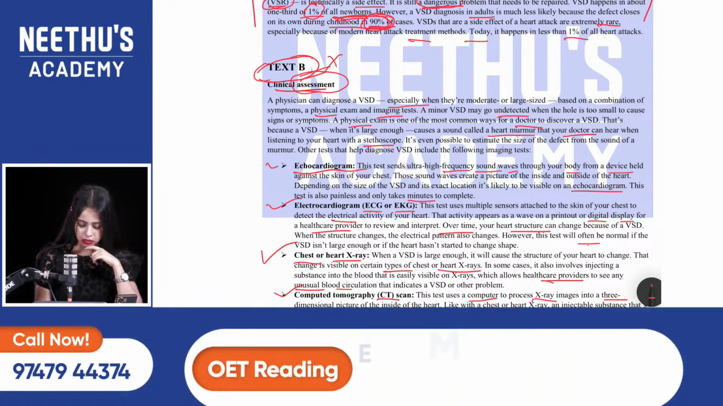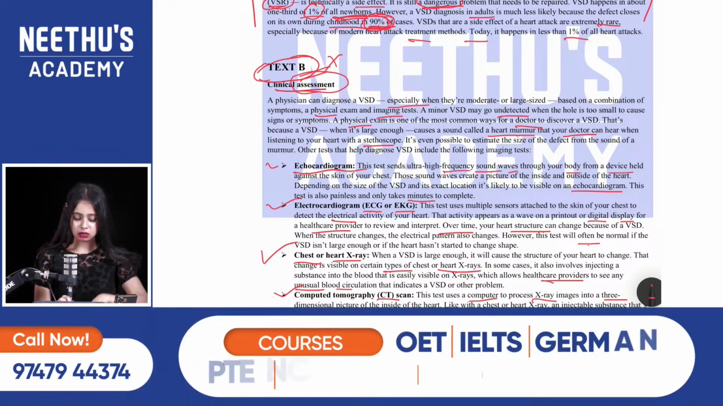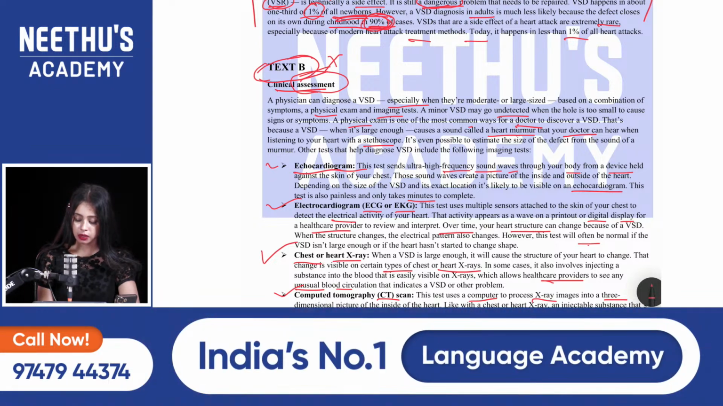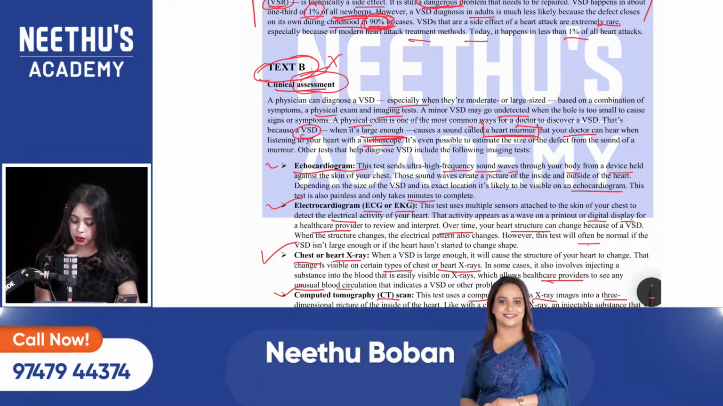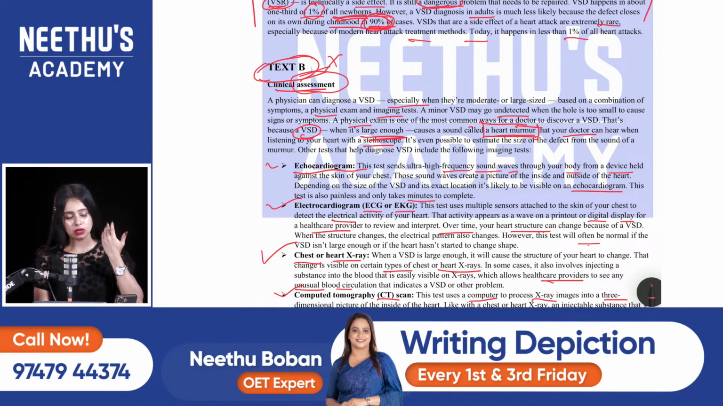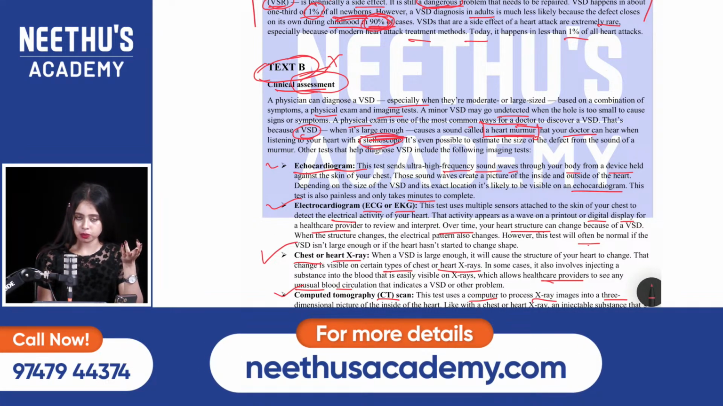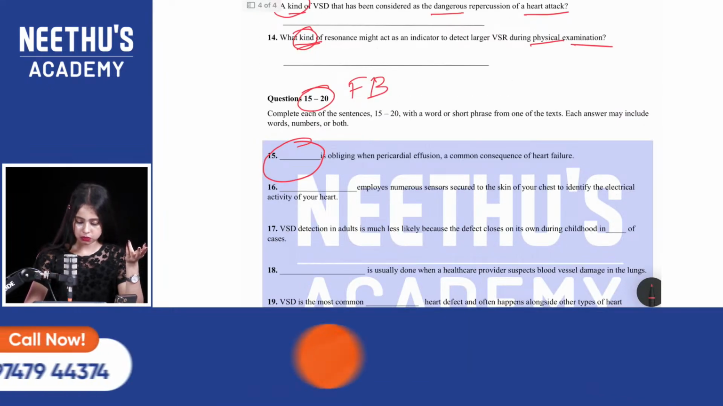Where is it mentioned? It is mentioned in the first paragraph. So here, a physical exam is one of the most common ways for a doctor to discover a VSD. That's because a VSD, when it is large enough, causes a sound called a heart murmur. So answer is A, heart murmur. Okay, that is the correct answer. The question is not about what device they are using for that. They are asking a kind. What is there? It is a heart murmur. So answer is a heart murmur.